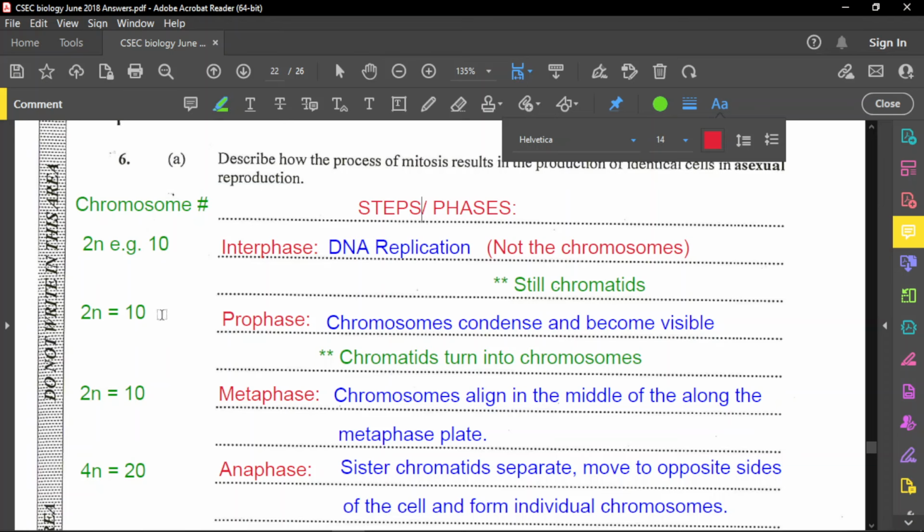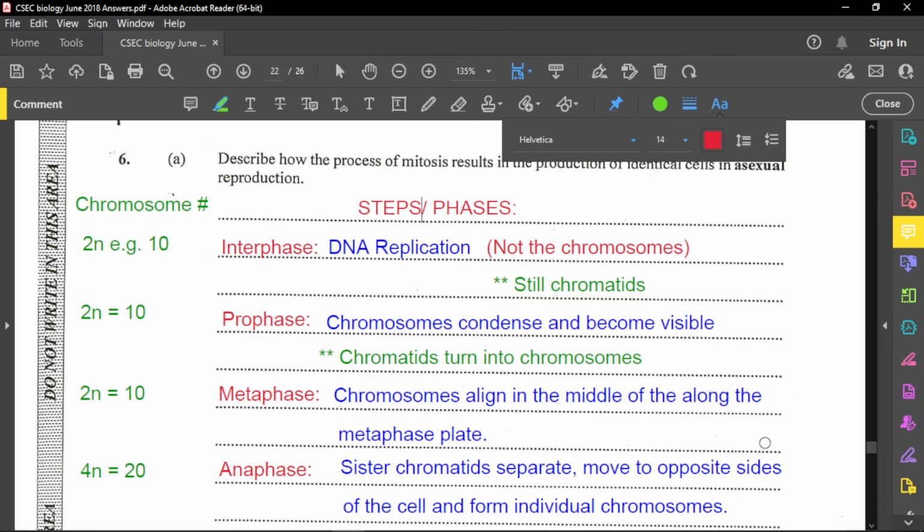And so in the prophase, what happens? The chromosomes condense and become visible. And so chromatids now turn into chromosomes. And here you still have the same number of chromosomes, so it'll be 10 as well. So you still have your diploid number. And now in the metaphase, you still have the same number of chromosomes, because the only thing happening here is that the chromosomes that have become visible align in the middle of the cell along the metaphase plate. So that's the only thing happening here.